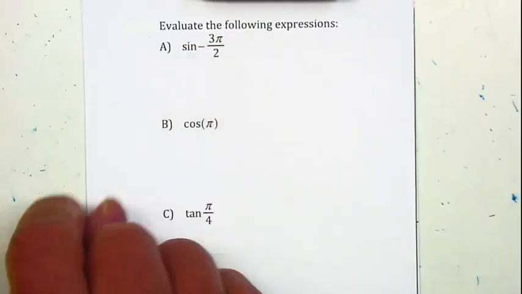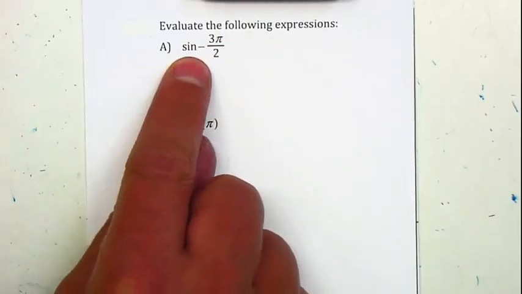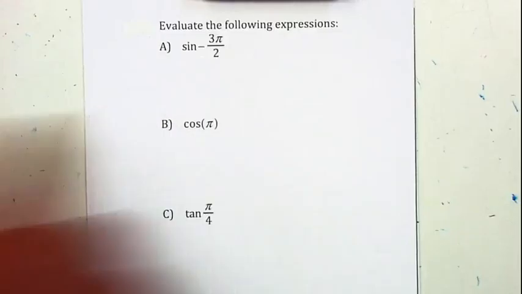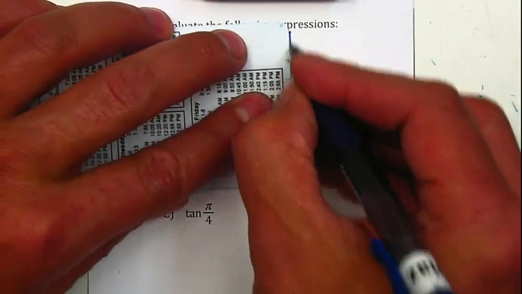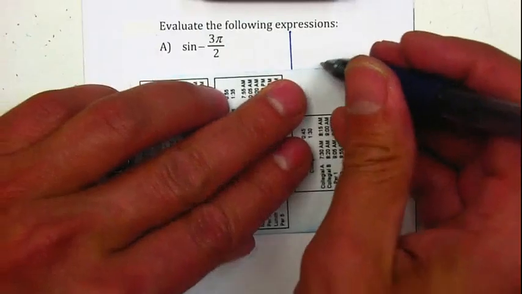Evaluate the following expressions. They want you to evaluate the sine of negative 3 pi over 2. So let's go through the first one. It is best to build your x and y axis so we can find where negative 3 pi over 2 is located.